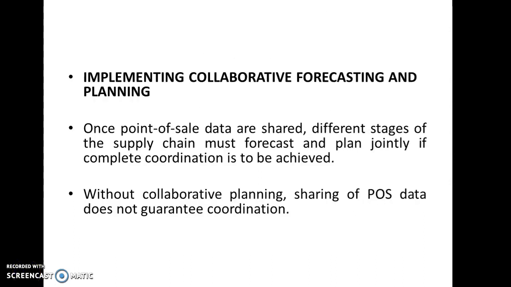Implementing collaborative forecasting and planning. Once point of sale data are shared, different stages of the supply chain must forecast and plan jointly if complete coordination is to be achieved. As the information is shared between all the stages in the supply chain system, the various stages can now join and collaboratively forecast and plan to achieve better coordination. Without collaborative planning, sharing of point of sale data does not guarantee coordination.